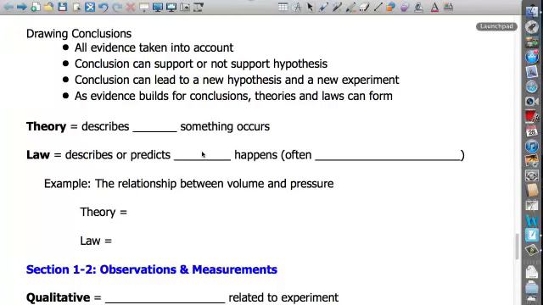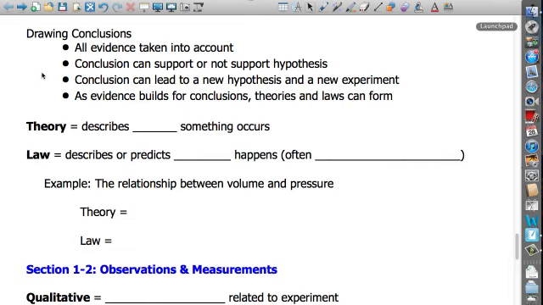This lecture will finish off section 1.1 with conclusions and discuss section 1.2 observations. When scientists make their conclusions, they must take into account all their evidence. The conclusion doesn't necessarily have to support the hypothesis. It'll just tell you, yes, I agree with the hypothesis, or no, I need to make a new hypothesis and new experiment and start all over again.